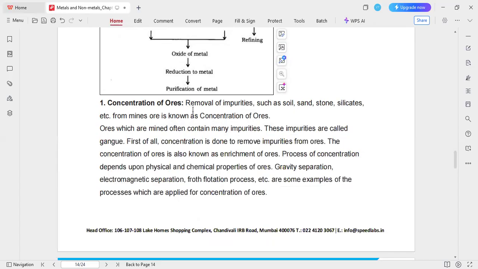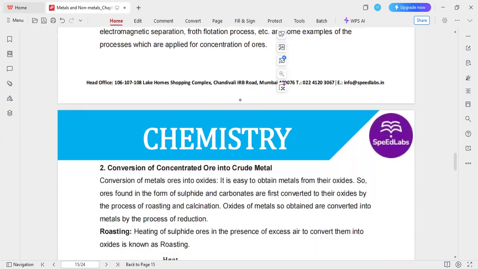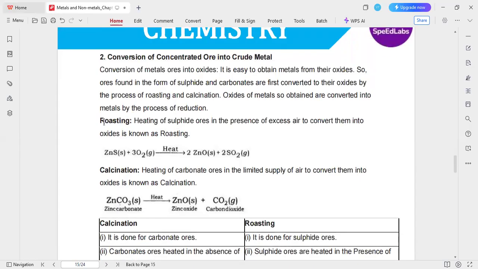So here they have given the steps. Concentration of ore is removal of impurities. Next, conversion of concentrated ore into oxide. This is most important, children. We follow two methods: roasting and calcination. In roasting, heating of sulfide ores in the presence of excess air converts them into oxide. For example, zinc sulfide reacts with oxygen to give zinc oxide plus sulfur dioxide.